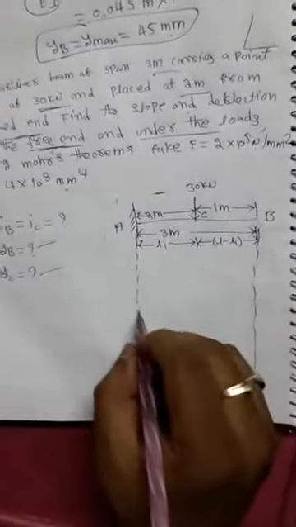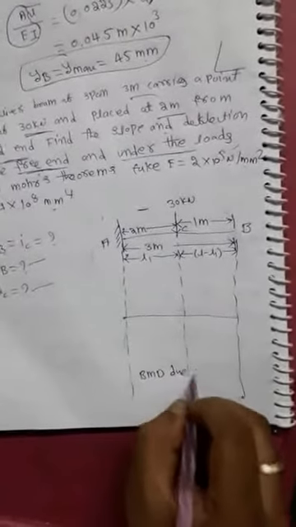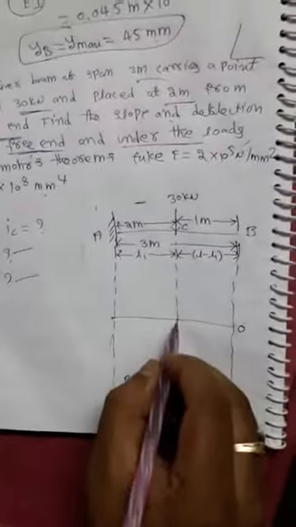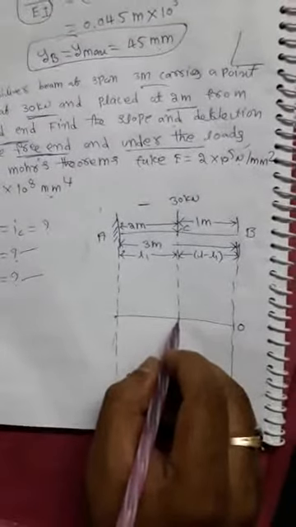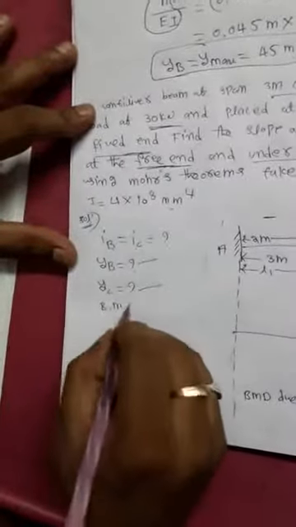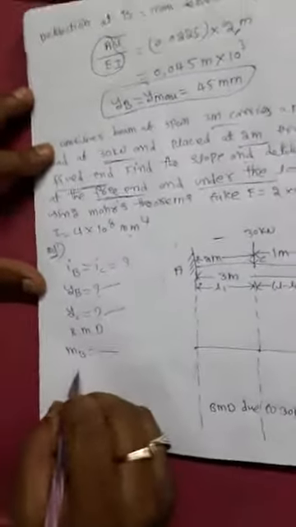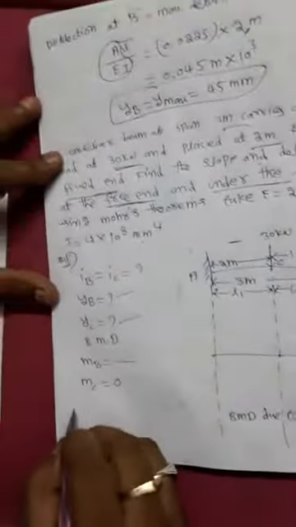For this we need a bending moment diagram. This is a reference line, and here is the baseline. So the BMD due to 30 kilonewton: here there is no load, so the moment is 0, and at the load starting point the moment is also 0. So the moment at B is zero, because there are no loads. MC is also 0.